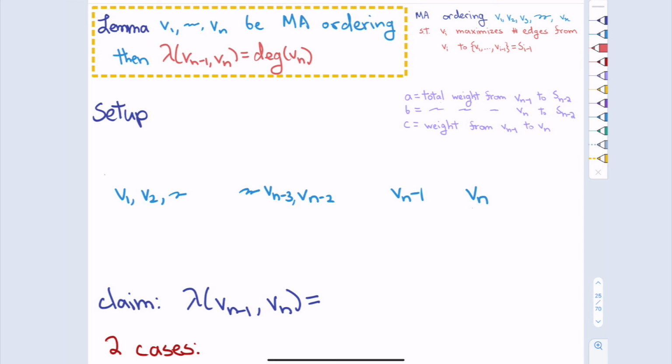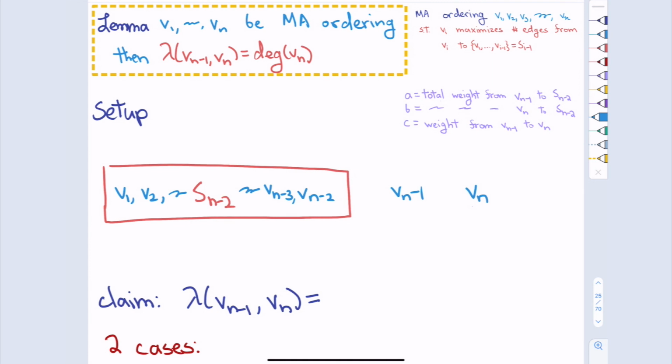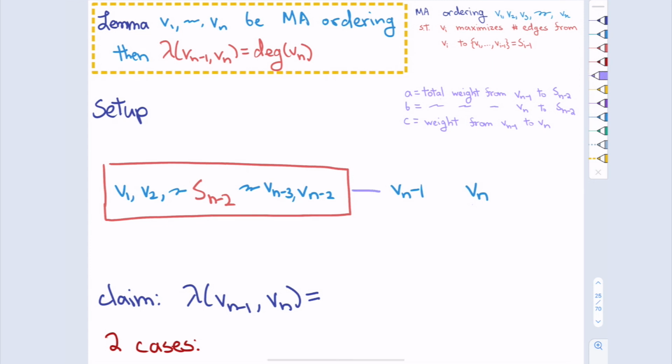So what I want to do is call this whole set of vertices Sn minus 2, the first n minus 2 vertices in the ordering. Then we have 2 vertices left. I'll introduce some notation. You can think of Sn minus 2 as being one vertex even. In this proof, they won't be distinguished.